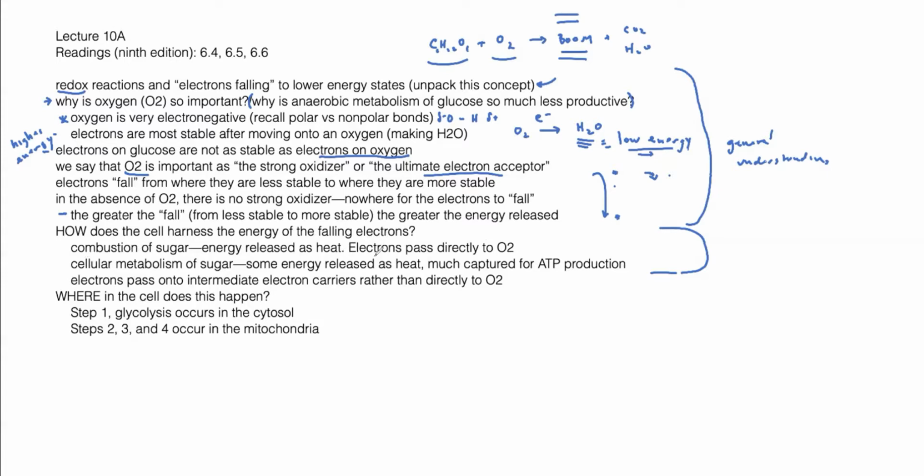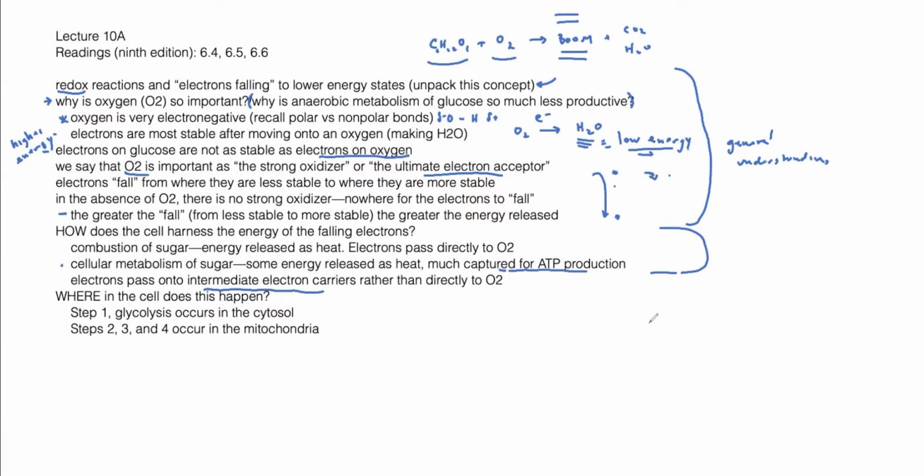The energy is released mostly as heat, and that's because the electrons are being passed directly onto oxygen. So what cells are doing, the way that we're able to harness this energy and do something useful with it, is the energy is not passed directly to oxygen. It's going to go on to intermediate electron carriers. And from there, we're able to do something useful. In particular, we'll be able to capture that energy for ATP production.